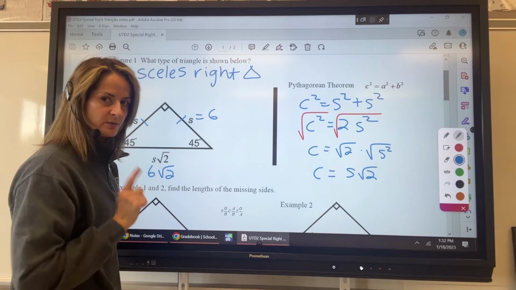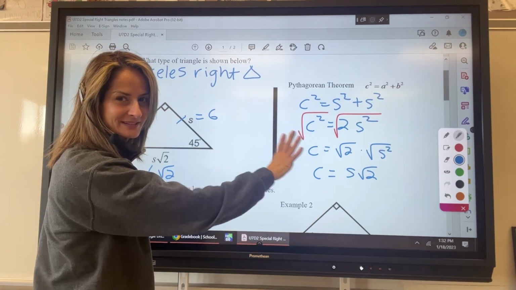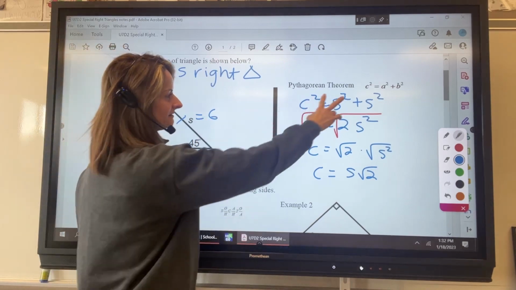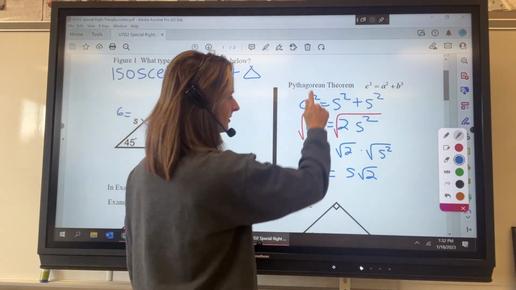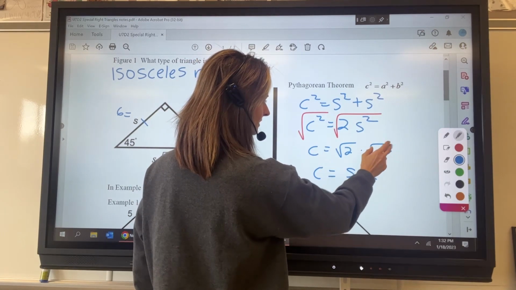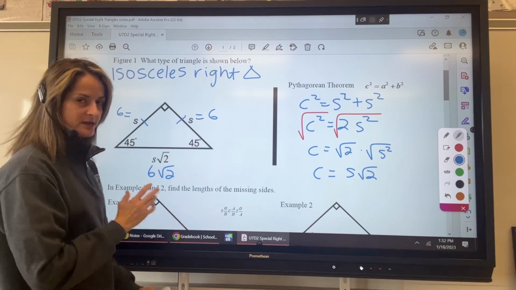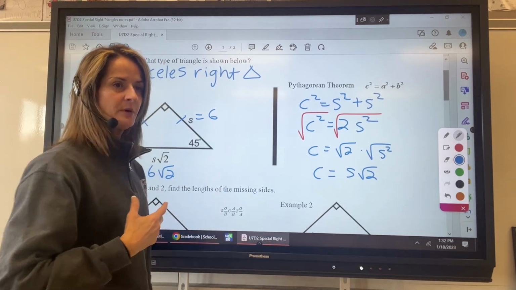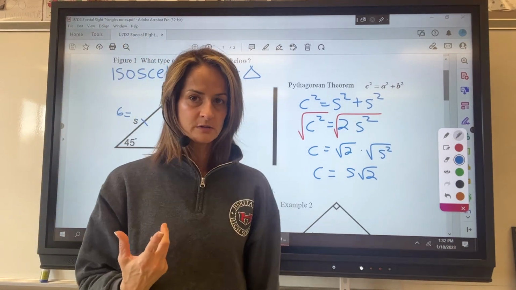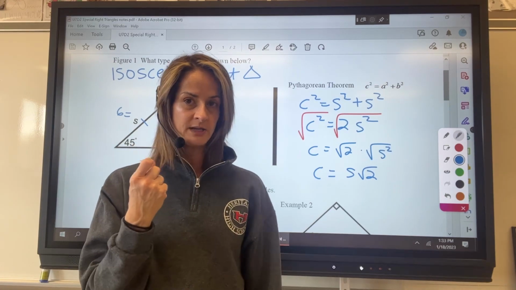Done. The reason that works is because if I go through all the drama of the Pythagorean theorem, I plug these sides in, and I follow the Pythagorean theorem, and I take the square root of both sides, the square root of 2 times the square root of s squared, and the square root of s squared is just s. I end up getting the length of the other side. So we can use the Pythagorean theorem, but special right triangles are special: there's a shortcut, and it's an easy way to find an answer.